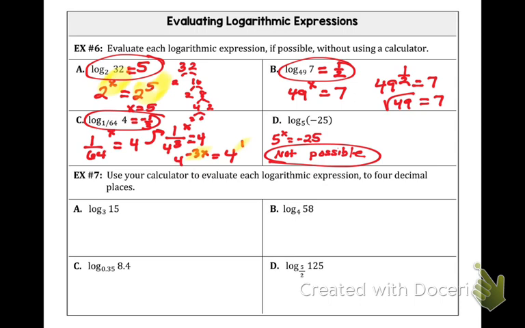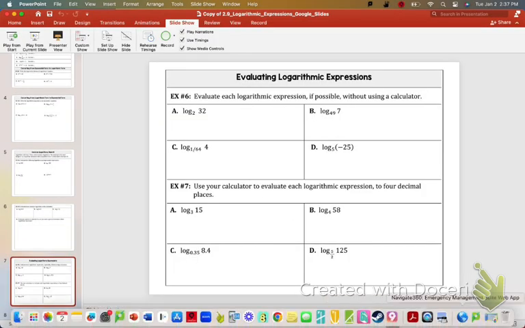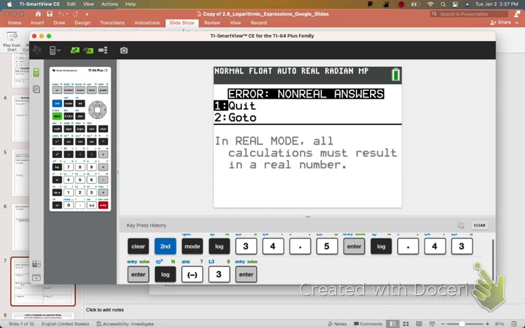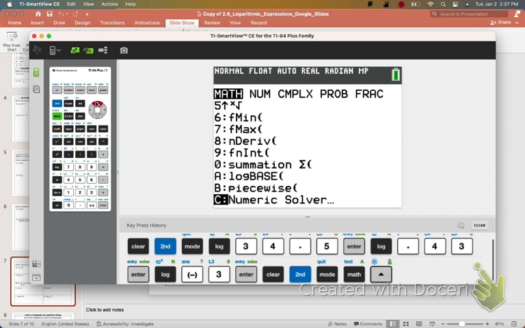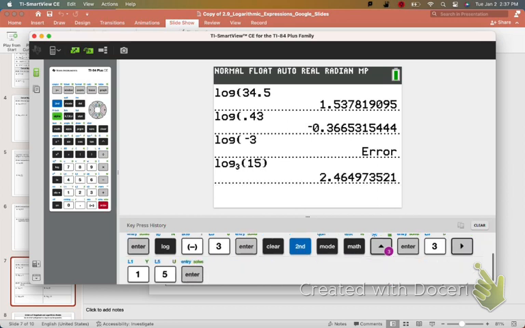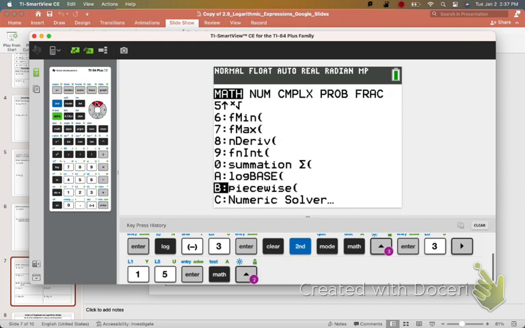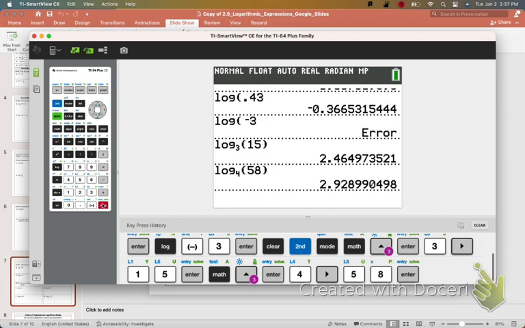All right, number 7, use your calculator to evaluate. So if you remember on our calculator, if you have the TI-84, if you go to the math button and go to A, it'll give you your log base where you can type in your numbers. So log base 3 of 15, hit enter, gets you the 2.4650. Math A, log base 4 of 58 gets you the 2.9290.